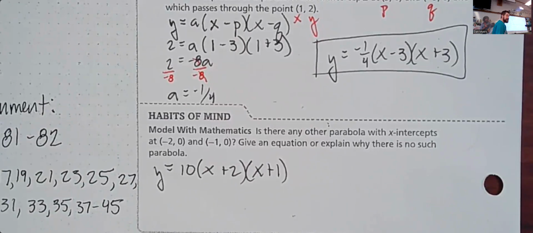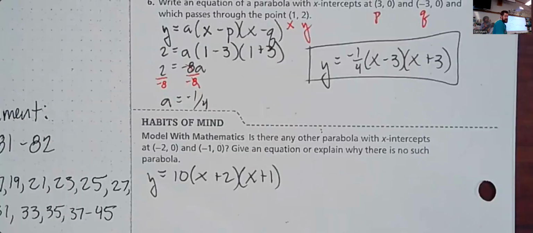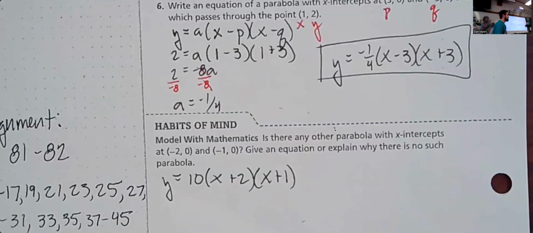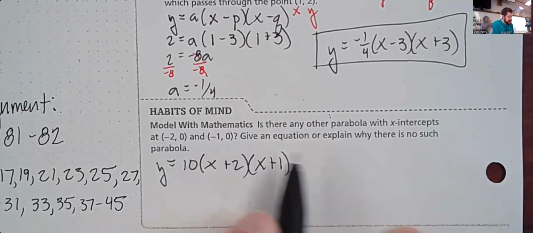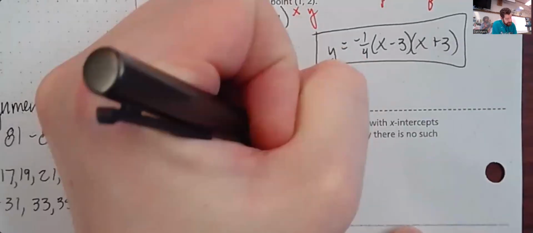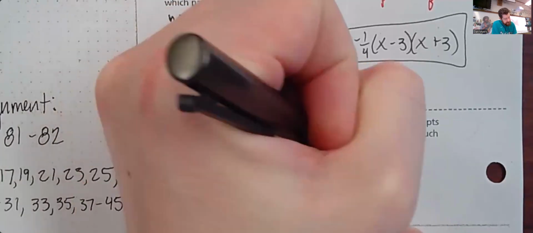I'm hoping that this will be a pretty quick question to answer. Is there any other parabola with x-intercepts at -2 and -1 aside from this one? There's only one parabola that could ever cross through -2 and -1 on the x-axis? No. It says give an equation or explain why. I'm just going to give an equation. So is there any other? Yes, there is. Here's an example.